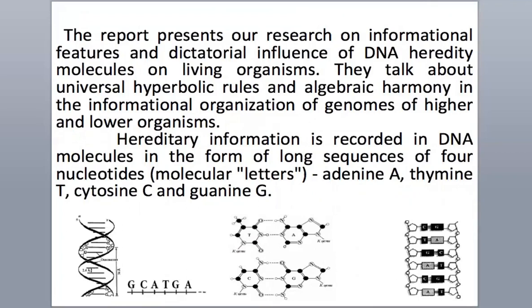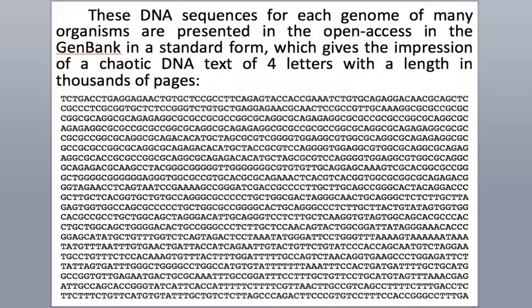Hereditary information is recorded in DNA molecules in the form of long sequences of 4 nucleotides, molecular letters: adenine A, thymine T, cytosine C, and guanine G. These DNA sequences for each genome of many organisms are presented in open access in the gene bank in a standard form, which gives the impression of a chaotic DNA text of 4 letters with a length in thousands of pages.